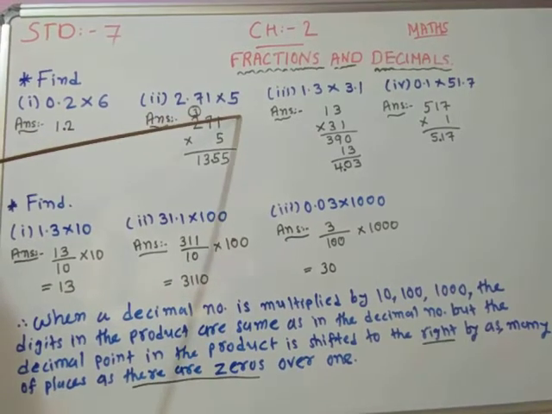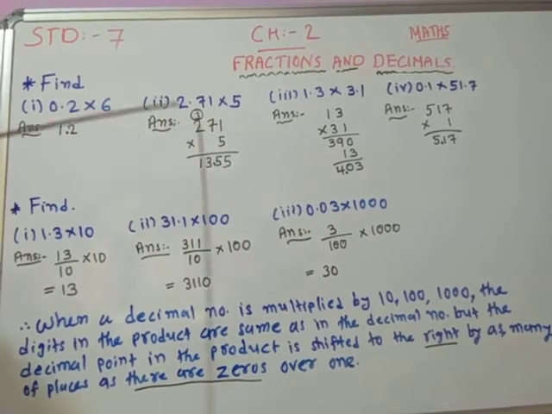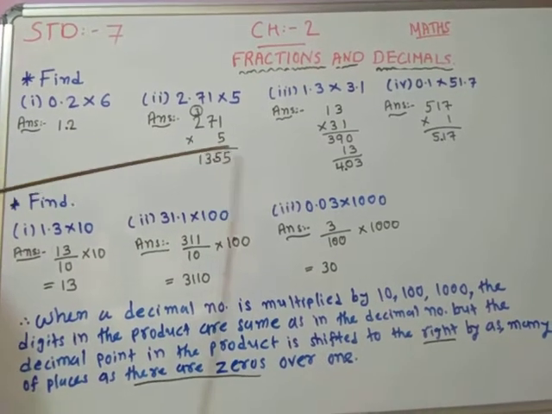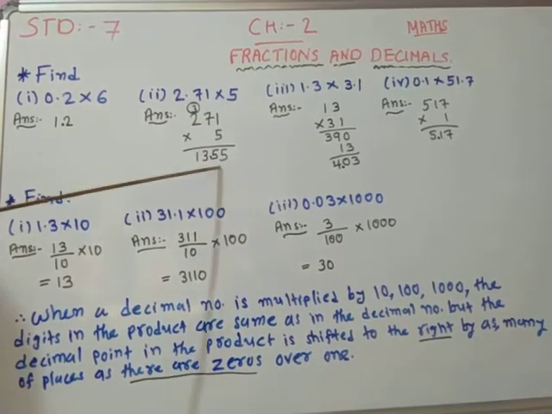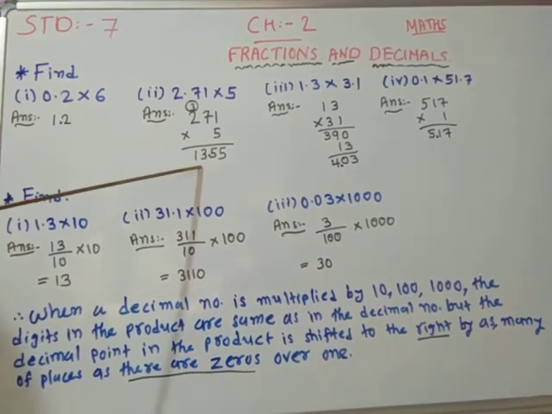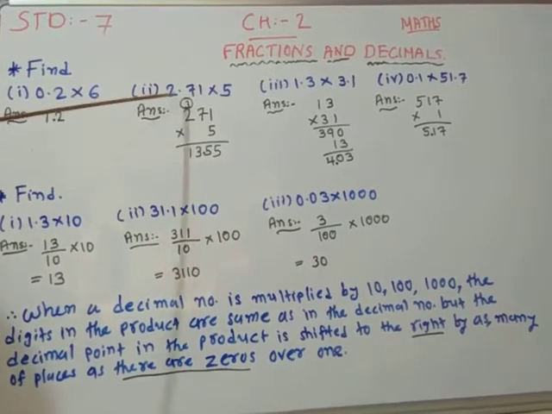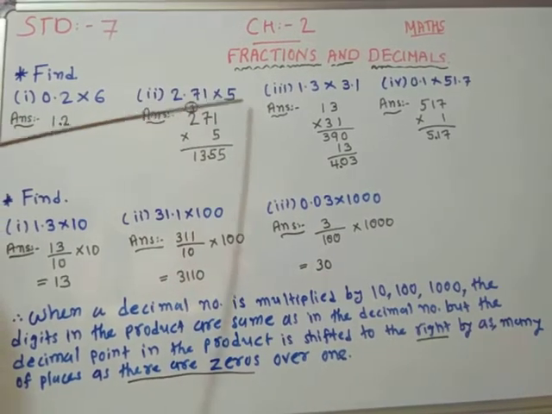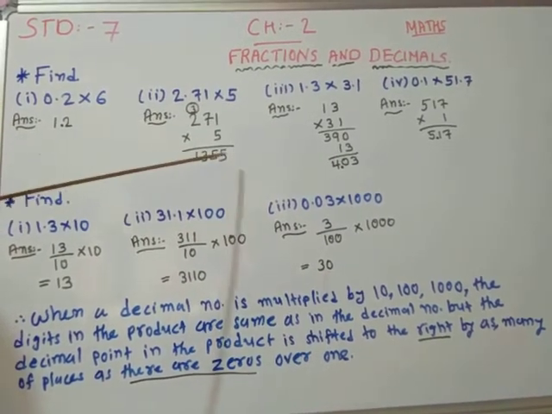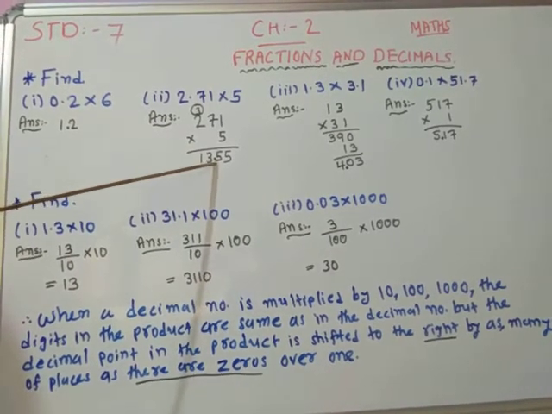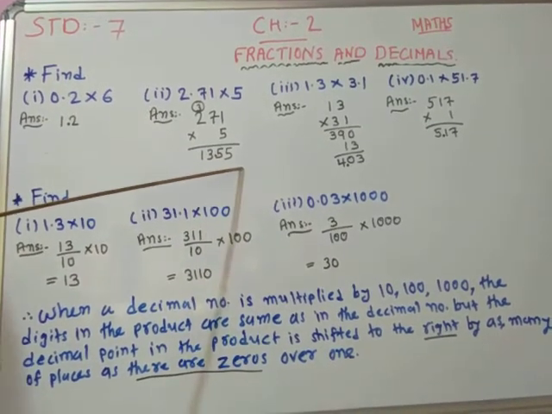2.71 multiply 5. First do the simple multiplication. 271 multiply 5. 5 ones are 5. 5 sevens are 35, 5 here, 3 carries. 5 twos are 10 plus 3, it's 13. Now let's check the number. In 2.71, after the point there are 2 digits. Here there is no point. So from the right hand side you have to count two numbers, 1 and 2, and put the point here. So the answer is 13.55.